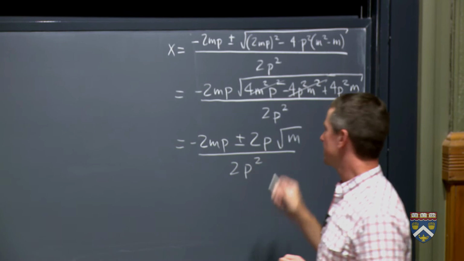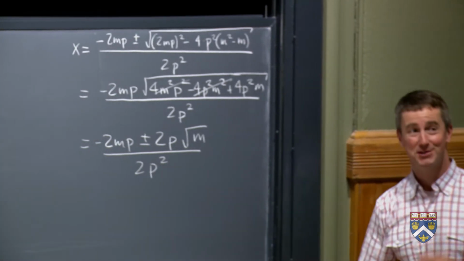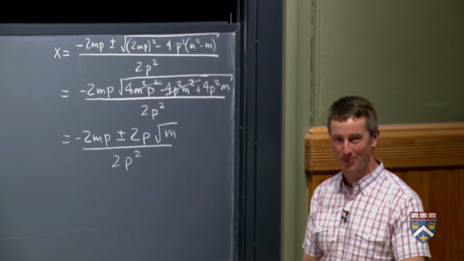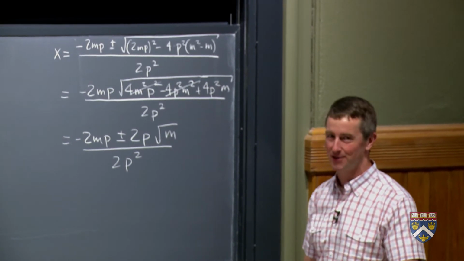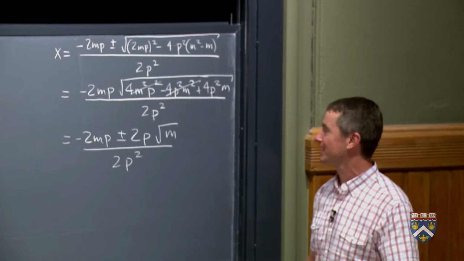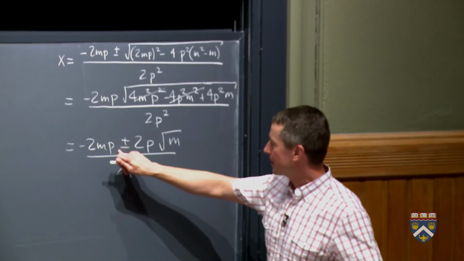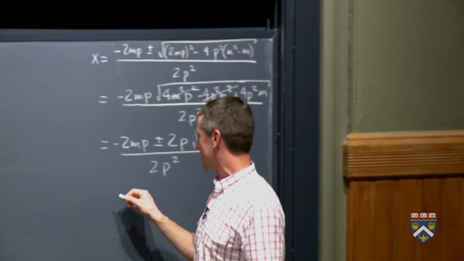And we're still over 2p squared. So this is already getting a lot simpler. There was no reason to think when we started trying to solve this quadratic equation that we would get any sort of nice answer. But I hope you're starting to see that it is going to come out quite nicely. Because now all the 2's will cancel, and I've got a p and a p and a p squared, so those will cancel as well.